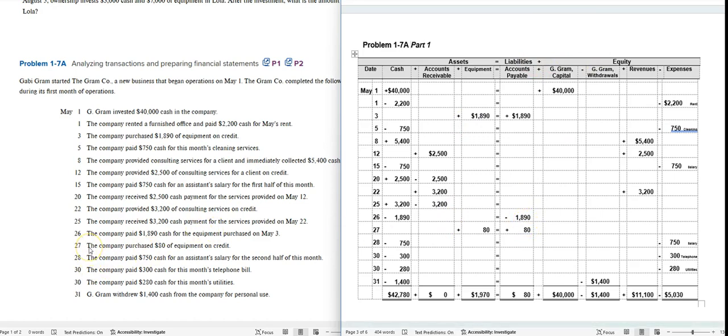On the 27th, the company purchased $80 of equipment on credit, bought more asset on credit. Assets, equipment needs to increase, liabilities need to increase as well. Equipment needs to be increased 80 and accounts payable needs to be increased 80.